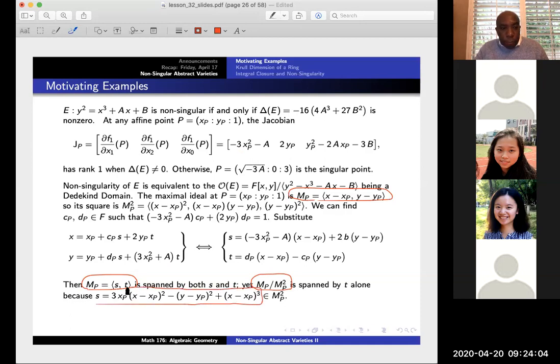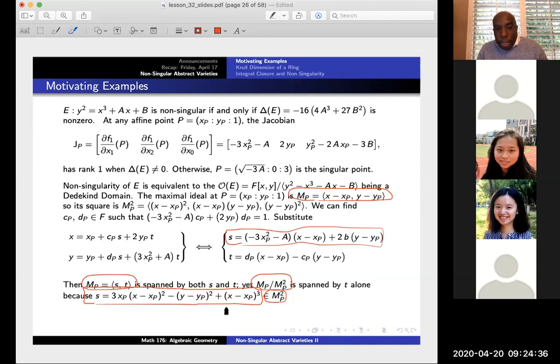What I see is I've chosen s so that it actually lies inside of the square of the maximal ideal. Again, this here is just an identity. You just multiply things out and check that it works. So here, this s, the same s that we had back up above, I can write as a constant times (x - xp)^2 - yp^2 plus (x - xp)^3.